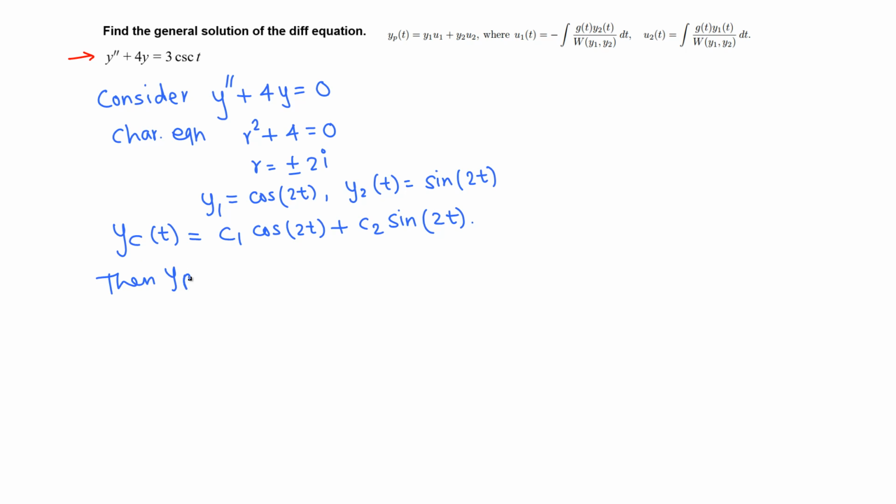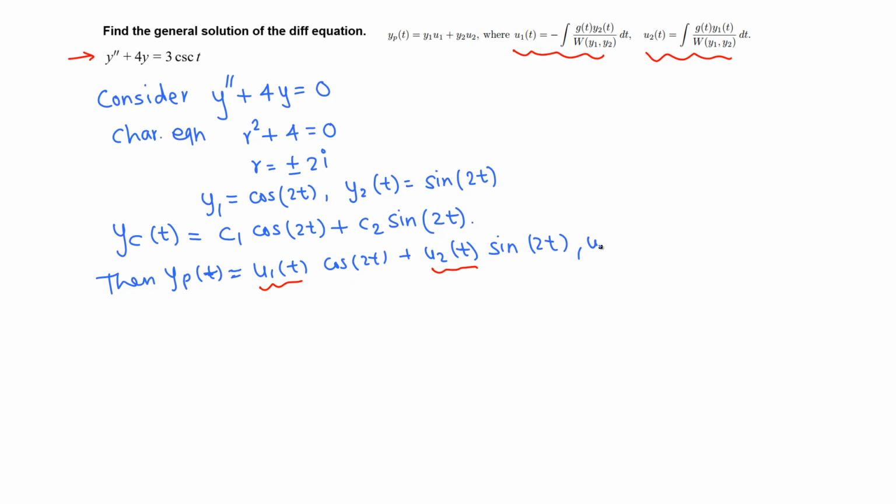Then y_p(t) is given by, we just replace c1 and c2 by u1 and u2. So u1, an unknown function to be determined, u1 cosine 2t plus u2 sine 2t, where u1 and u2 are found by these formulas. Here is u1 and here is u2. So these u1 and u2 are found using these formulas. So let's go for that.